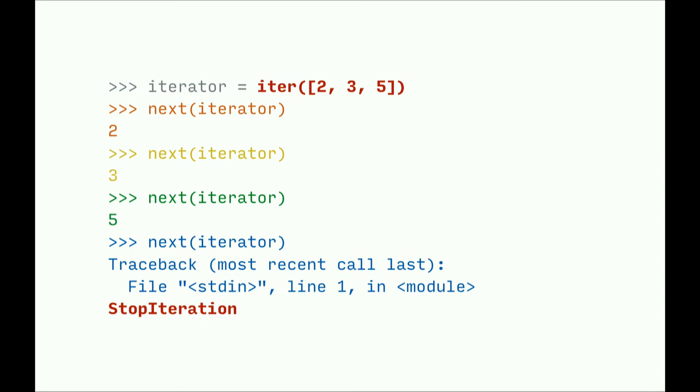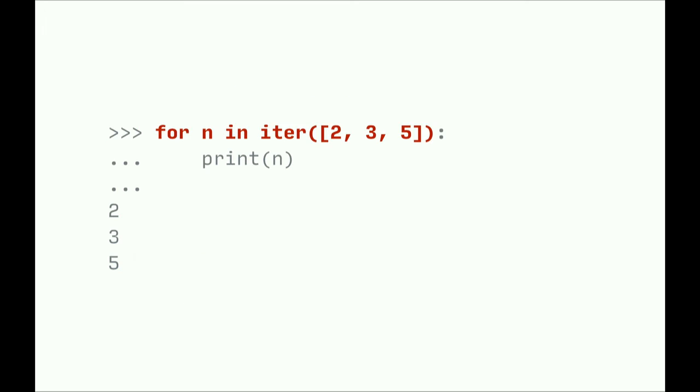So here we create the iterator of a list 2, 3, 5, and then successive calls to next yield the values 2, 3, 5. And if we call next on an exhausted iterator, then we get a StopIteration at the end. In practice, though, you would never actually need to catch that StopIteration because you would use this in a for loop. So this is a little bit more useful, or a little bit more common.